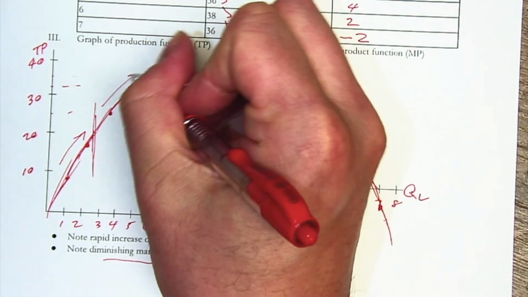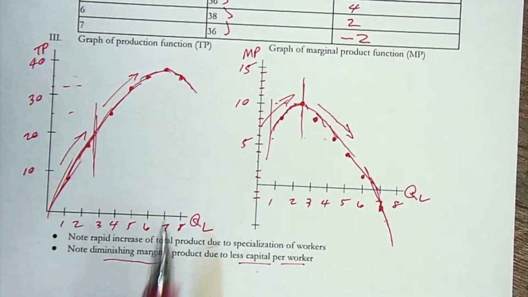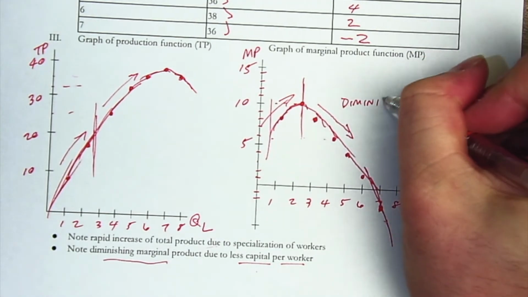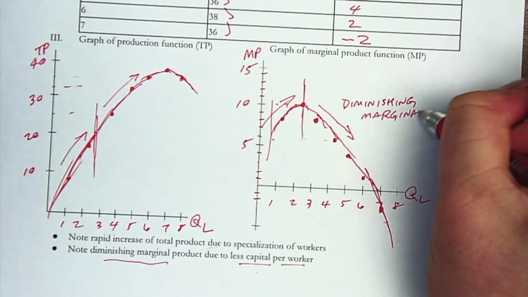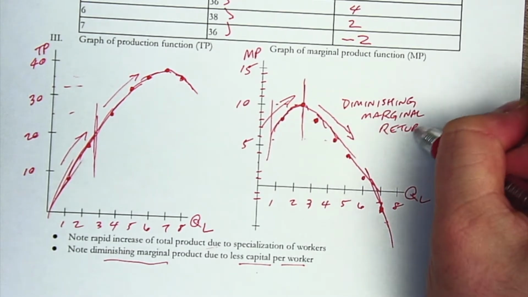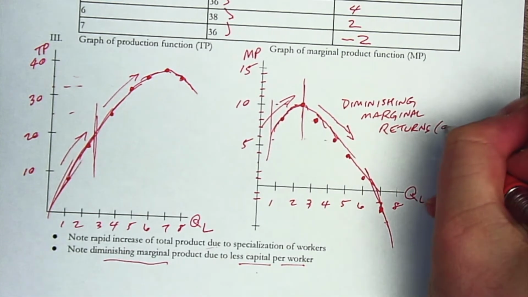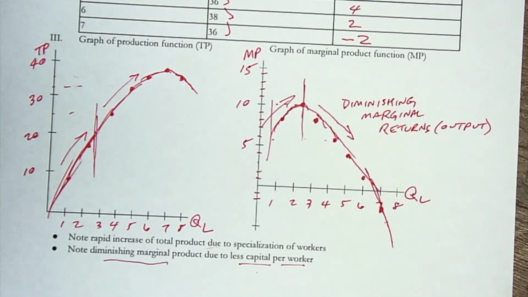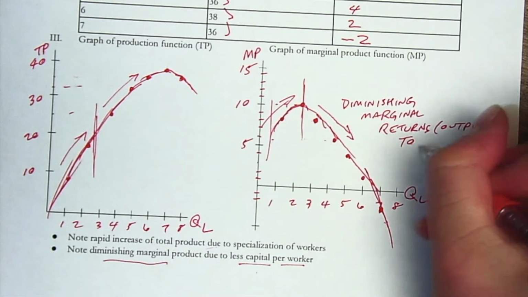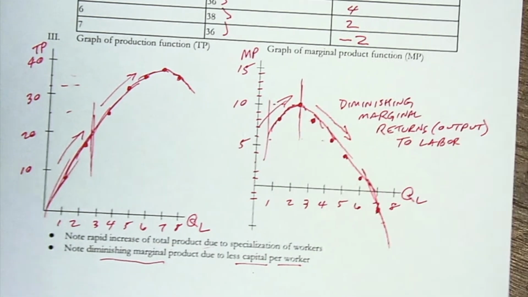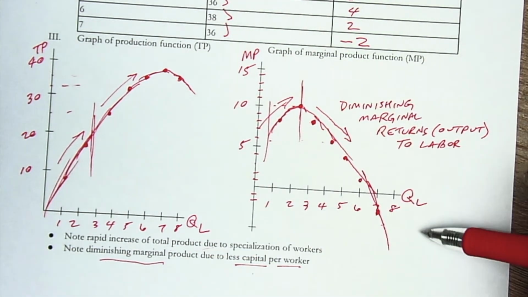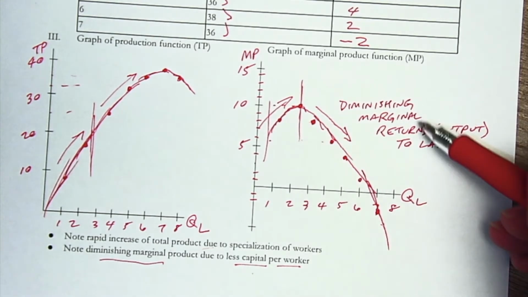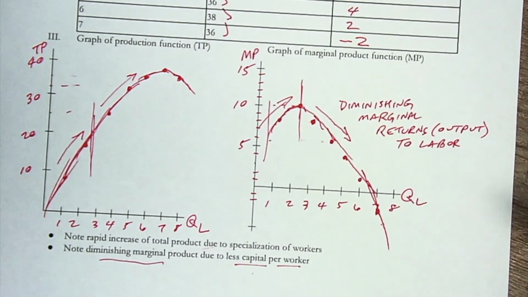But we're still going to have, total product is still going to be rising, but we have diminishing, what we call diminishing marginal returns. And this returns means that output, diminishing marginal output or product to labor. And we can generalize and actually say that with any input, whether this was labor or whether this was machines or anything, that there would be diminishing marginal returns to that particular thing, as long as we had the other thing fixed.